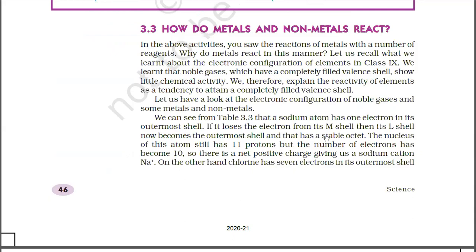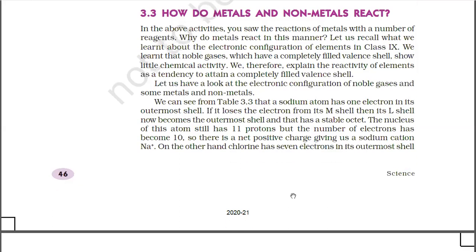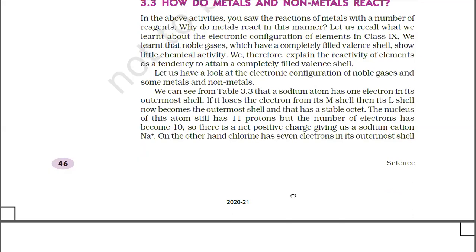Let us have a look at the electronic configuration of noble gases and some metals and nonmetals. You can see from Table 3.3 that a sodium atom has one electron in its outermost shell. If it loses the electron from its M shell, then its L shell now becomes the outermost shell and has a stable octet. The nucleus of this atom still has 11 protons, but the number of electrons has become 10. So there is a net positive charge giving us a sodium cation, Na+.